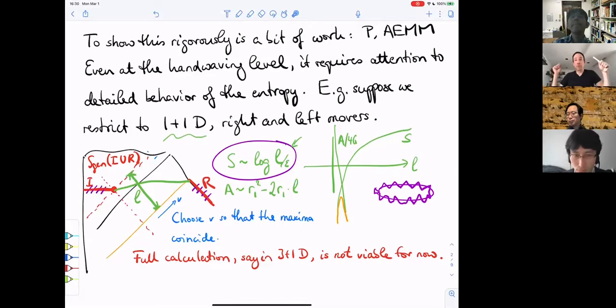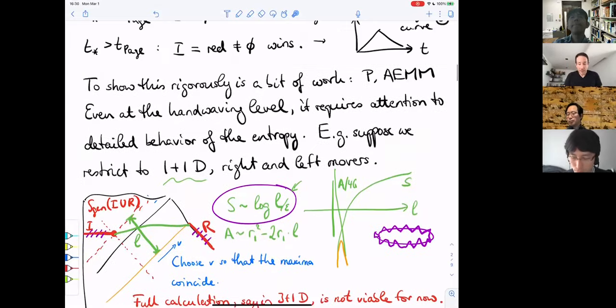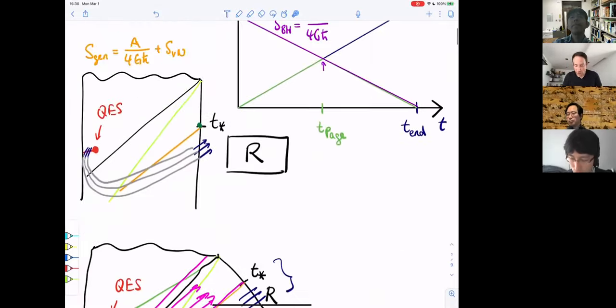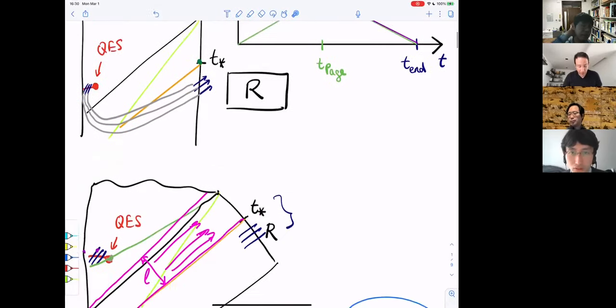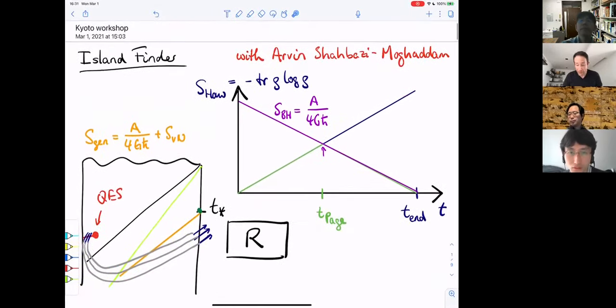The only difference between before and after the Page time is the way the two candidates compete. Again, we have two candidates for the quantum extremal surface. One of them is the empty surface. If I use the empty surface, using the calculation that I just did, which was basically Hawking's calculation, I get Hawking's curve.